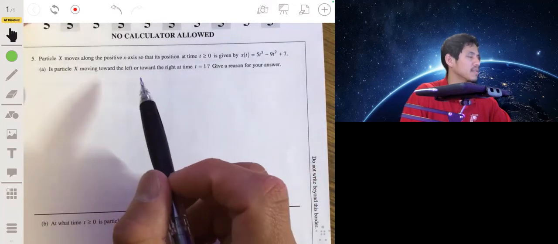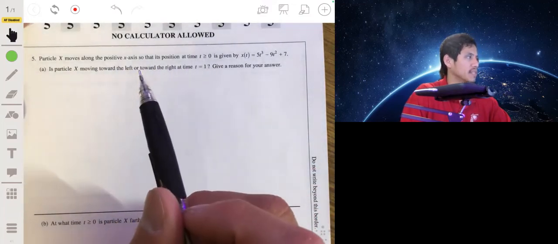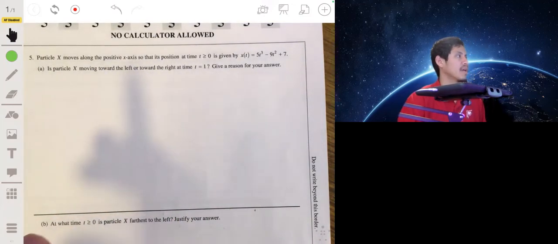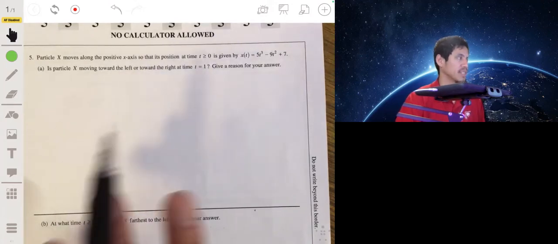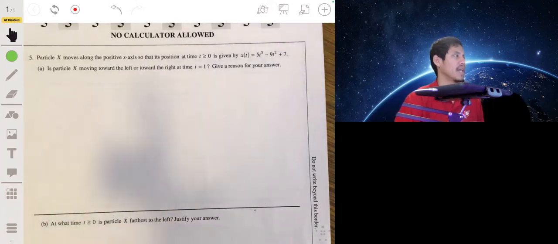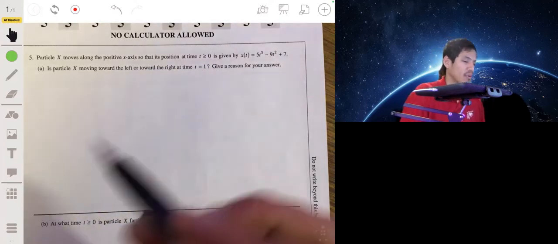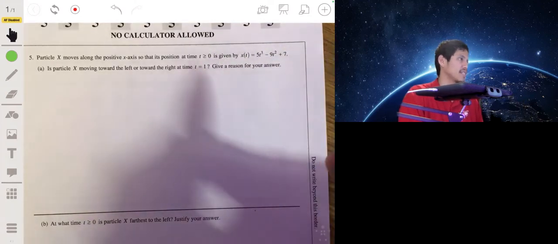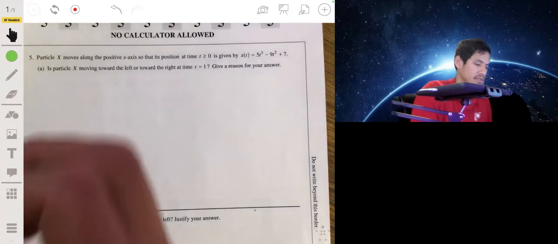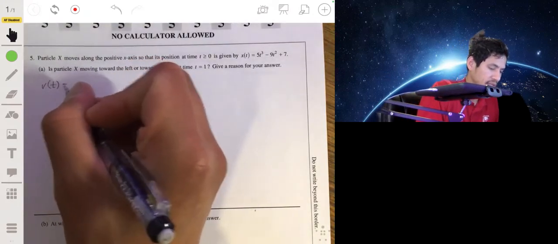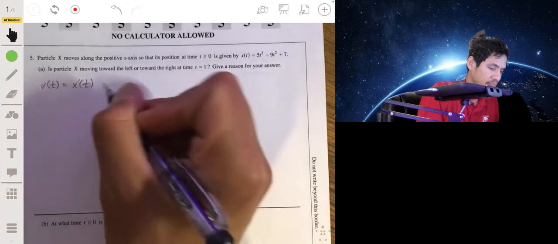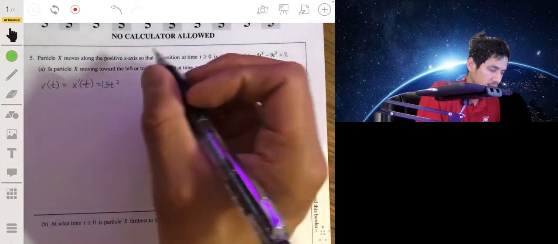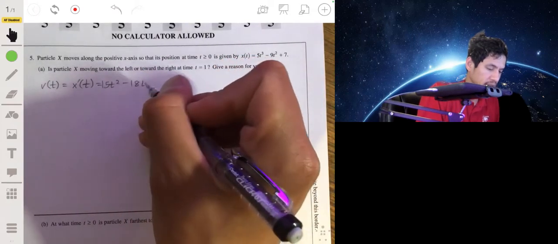Okay, so to answer this, we have to first recognize that velocity is going to describe how an object is moving, like in what direction and how fast, its speed. So since this is position, we take the derivative of position, because velocity is the derivative of the position function. So we can say v of t is equal to x prime of t. And for that we'll get 15t squared minus 18t.